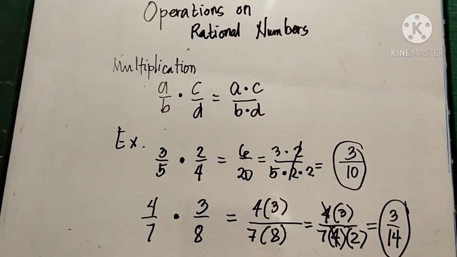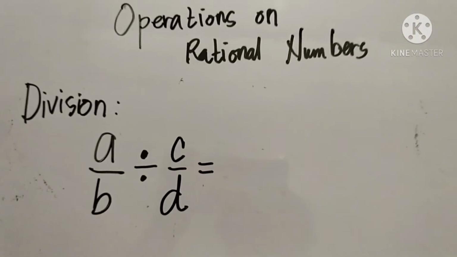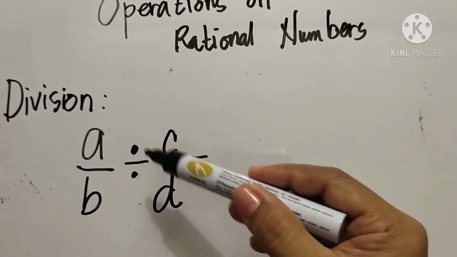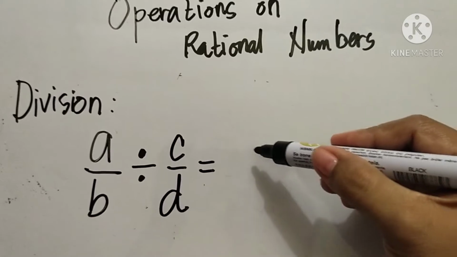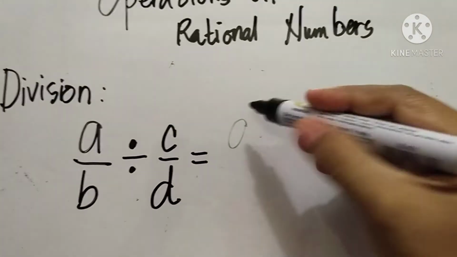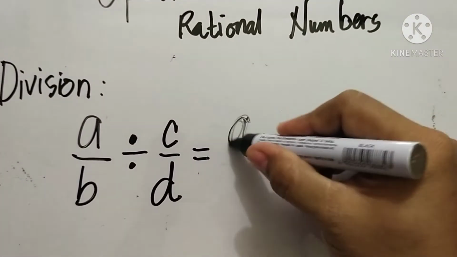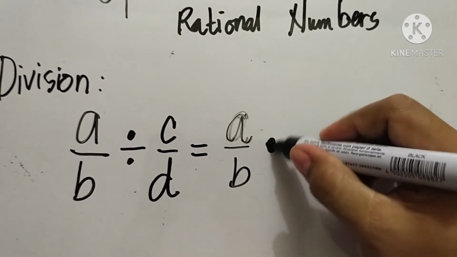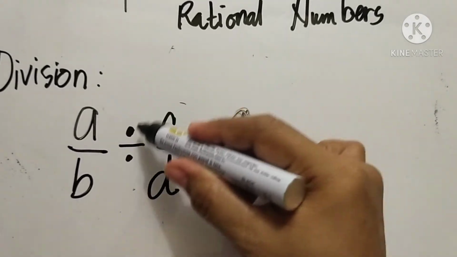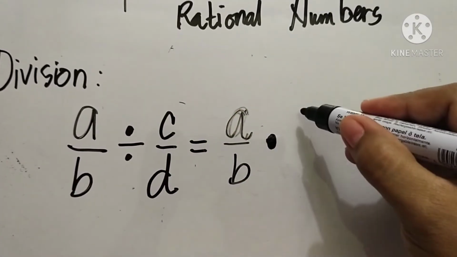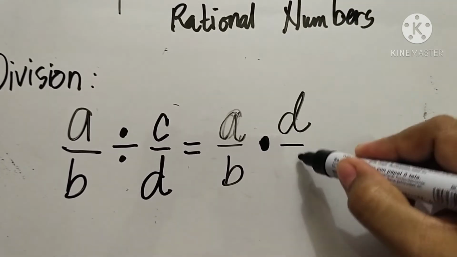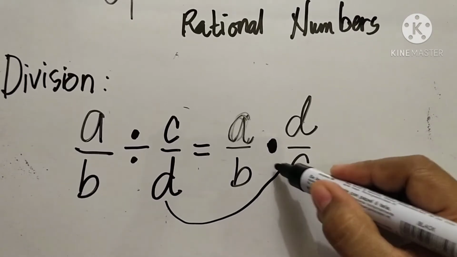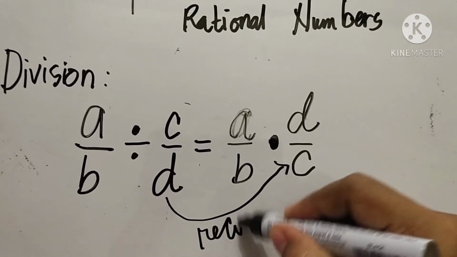Okay. Next, we have division. The rules for division, that is for A over B divided by C over D, you have to rewrite the first fraction, proceed to multiplication, and get the reciprocal of the second fraction, that is D over C. So always get the reciprocal of the divisor.